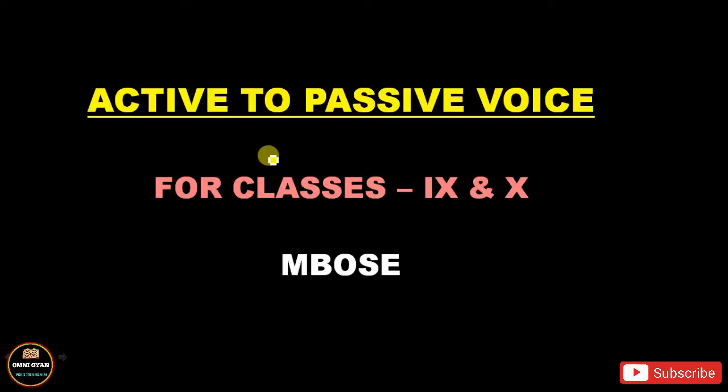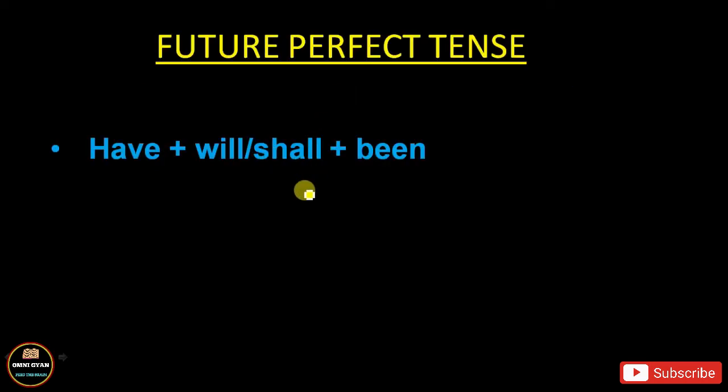Alright, so I have brought active to passive voice. This is part 5 of the video, and in the last part, part 4 of the video, I had told you that in the next video, that means today, we will be learning active to passive voice, future perfect tense. If you remember, and if you have watched the last video, it was future indefinite tense or simple future tense, right? And today we will be learning future perfect tense, active to passive voice for classes 9 and 10. Even class 12 also can take help from this video.